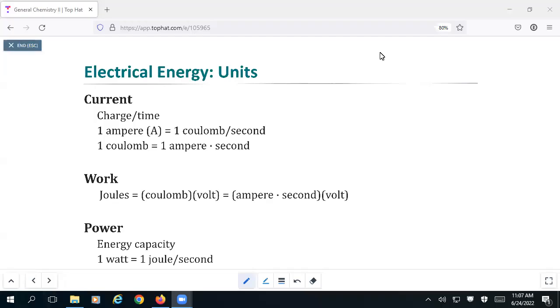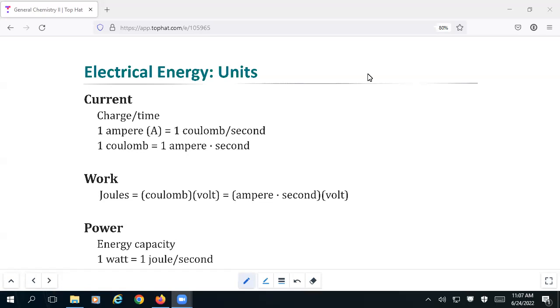All right, so this last bit out of chapter 17 is relatively straightforward. It's just one more application. It's completely different. We're not talking about batteries anymore. We're talking more about electrical energy and some of the things that we can do with this information.